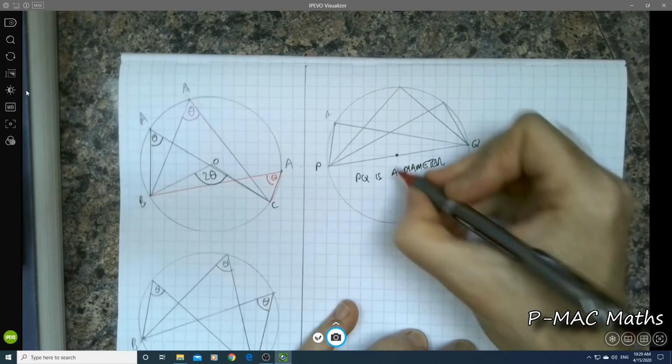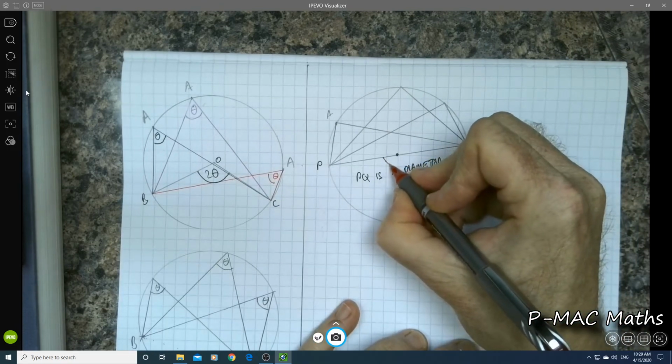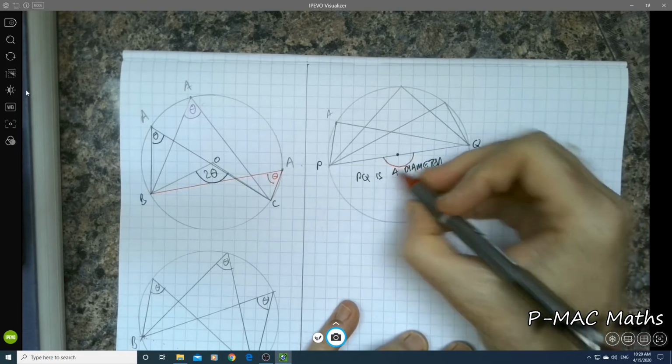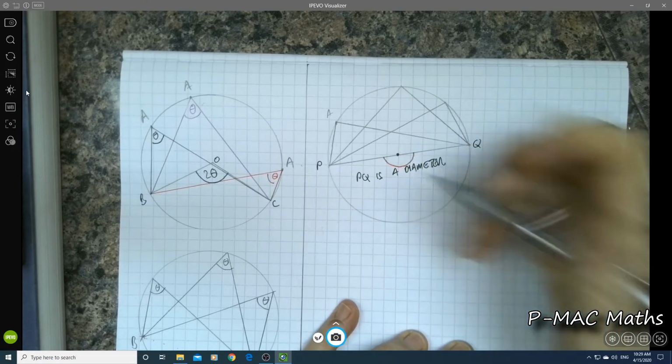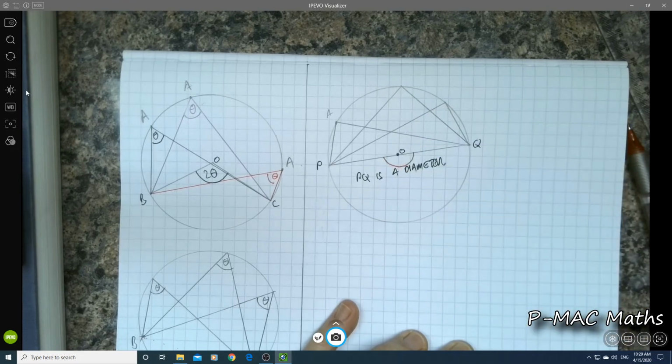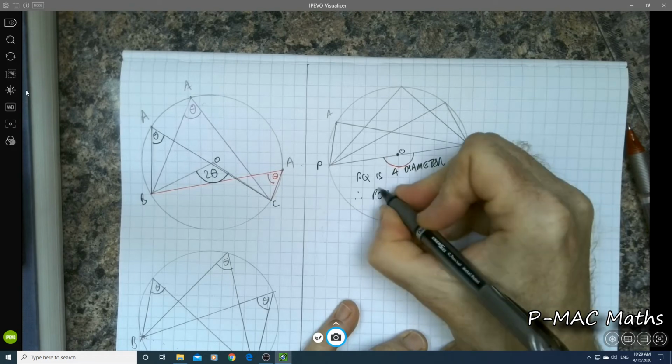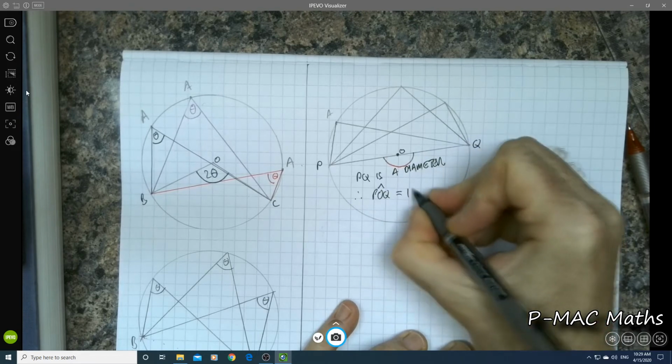So the angle at the centre this time, because this PQ is a diameter, let's label this O as the centre of the circle. That means that the angle POQ must be 180 degrees.